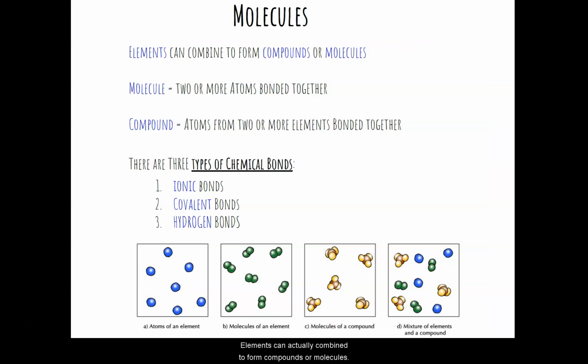So elements can actually combine to form compounds or molecules. A molecule is when you have 2 or more atoms bonded together. They can be from the same element, or if they're from two or more elements, we'd call that a compound. And the bond between those atoms, the way in which they glue themselves together, depends on the electrons in the outer shell. And there are three types of bonds that you can get. You can get ionic bonds, covalent bonds, and hydrogen bonds. We're going to go into those in a little bit more detail.